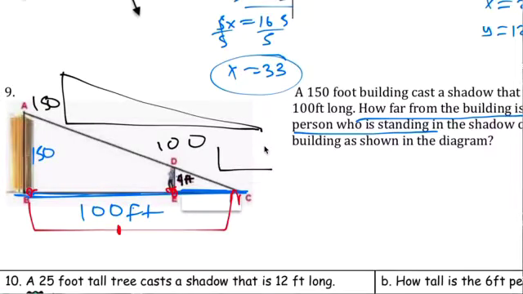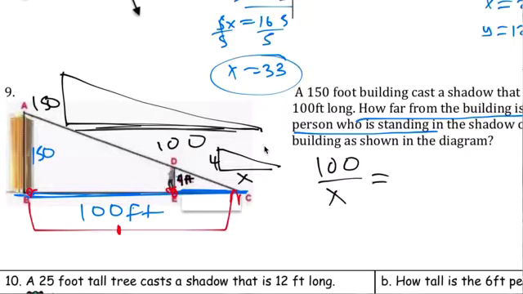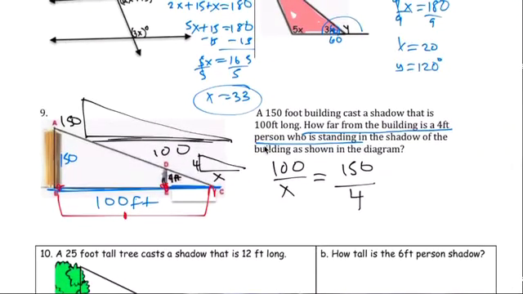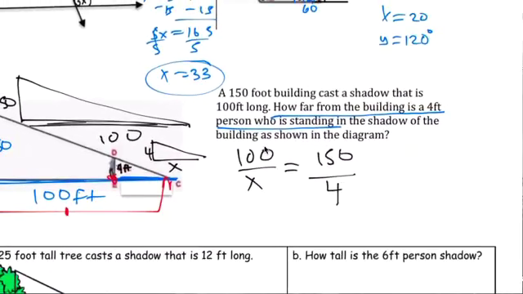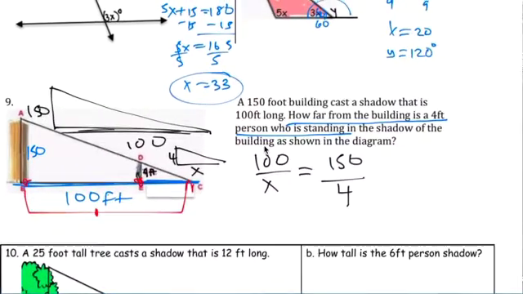And the little triangle is 4, and we don't know the shadow right here. The shadow here is 100. So we've got 100 over x, shadow is shadow, and 150 over 4. Then you solve that. You'll find the shadow of the person. Then you subtract it from 100.